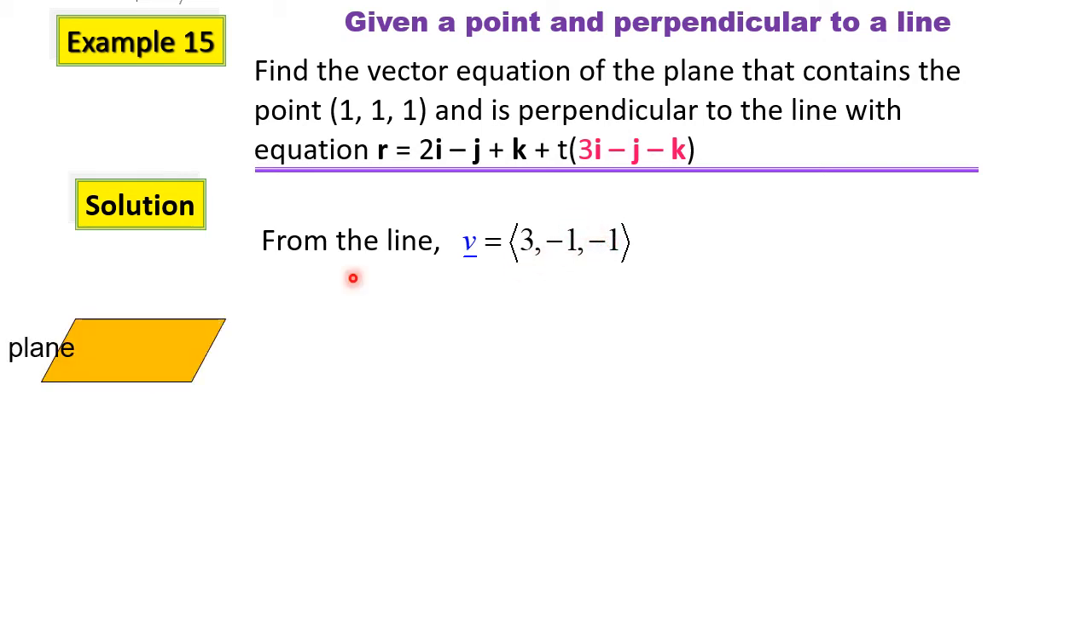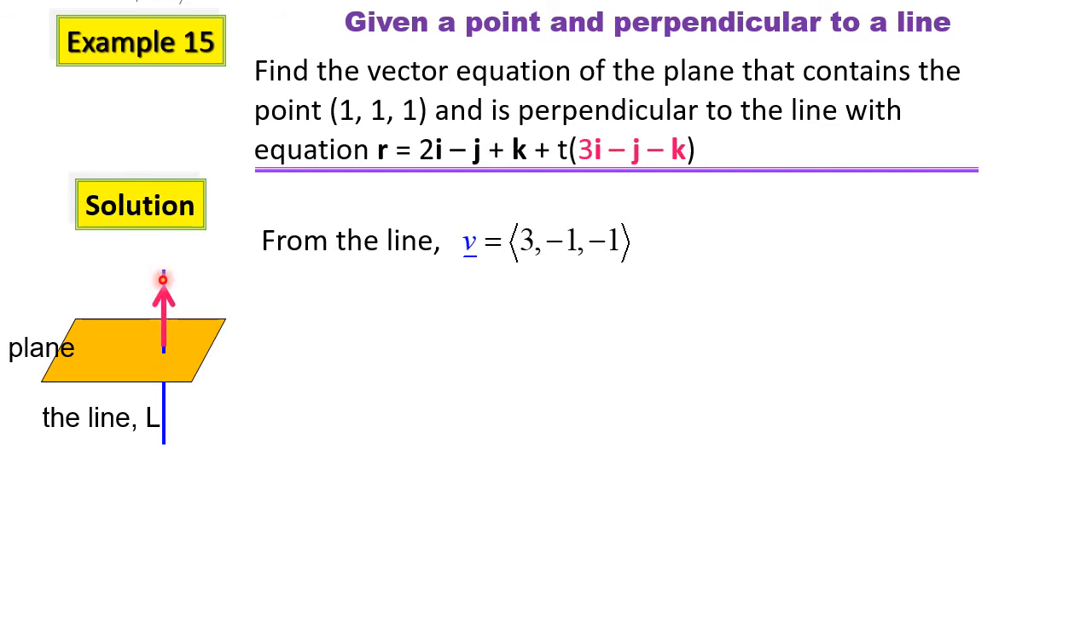And then let's see. So this is our plane, and this is our line, okay? The line will be perpendicular to the plane.